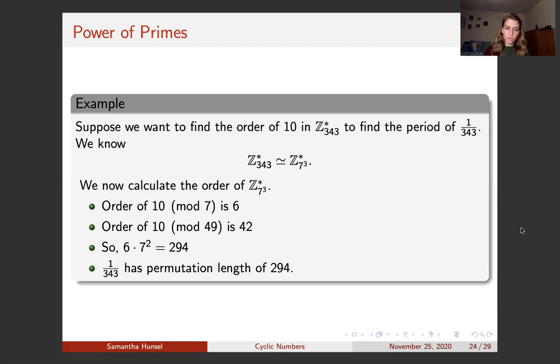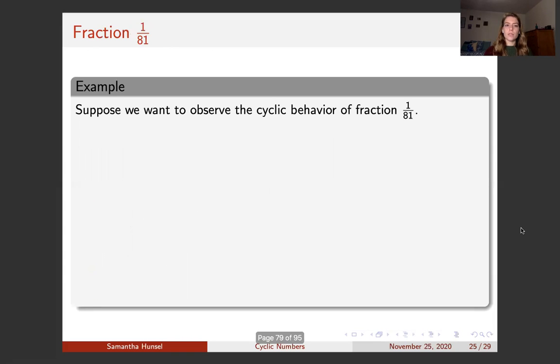And so now we're going to conclude our topic with a large example, just kind of covering all of the properties that we have looked at so far. And that example is going to be the fraction of 1 over 81. And we're going to see what cyclic numbers are associated with it and what we can tell about their permutation lengths.